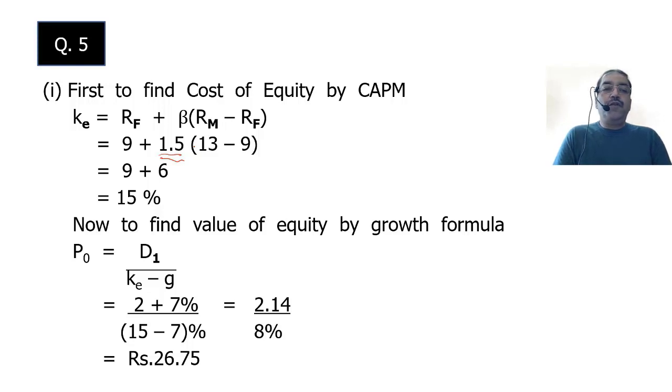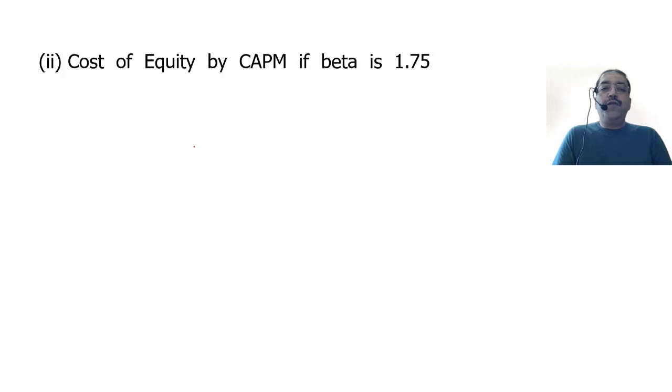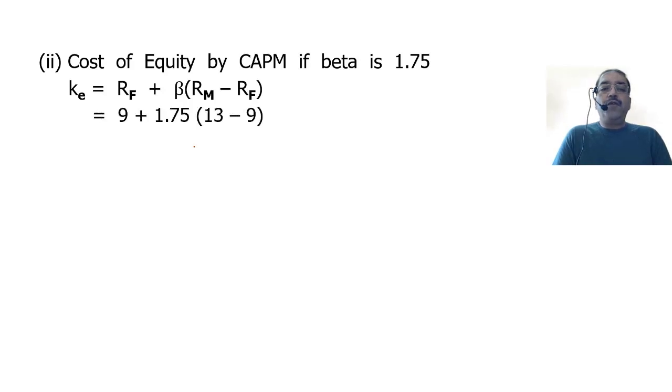Done. Now second part of the question is, if the beta instead of 1.5 is 1.75, then what? Method is same. First we'll find out cost of equity by CAPM. Formula is same: RF plus beta into RM minus RF. 9 plus 1.75 into 13 minus 9. 13 minus 9 is 4. 4 into 1.75 is 7. So 9 plus 7, 16. So cost of equity is 16%.